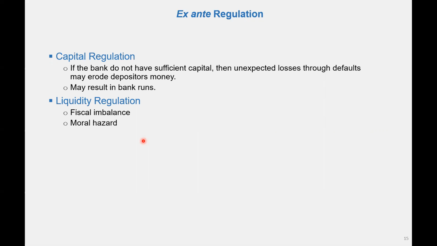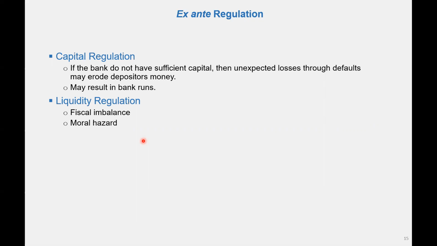Okay. Second is liquidity regulation. What is liquidity regulation? Whenever depositors save their money in banks, the banks issue a contract. The deposit contract is such that they deposit the money with the bank and any time they want they can withdraw it. So there can be unexpected liquidity demand from the depositors.